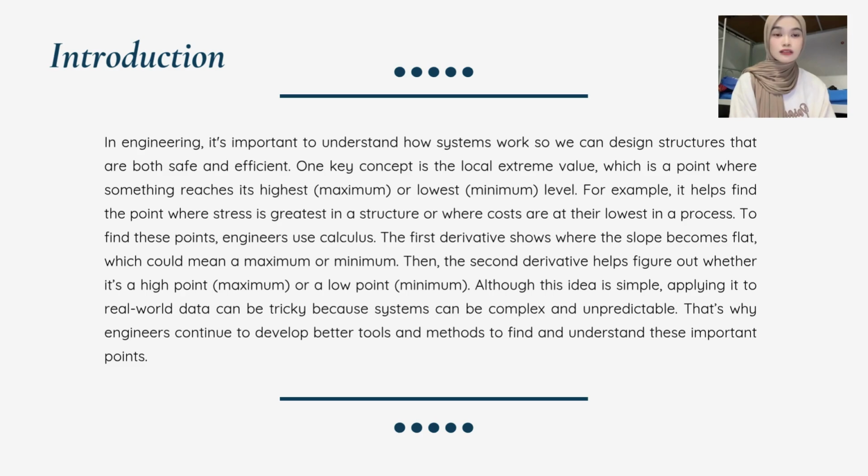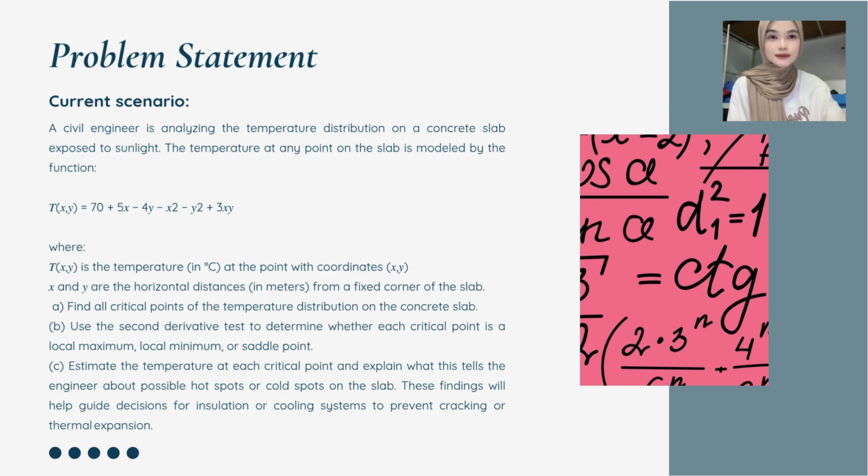So even though this sounds easy, it can be hard to use in real life. For the problem statement, a civil engineer analyzes the temperature distribution on a concrete slab exposed to sunlight. The temperature at any point on the slab is modeled by the function T(x,y) = 70 + 5x - 4y - x squared - y squared + 3xy, where T(x,y) is the temperature in degrees Celsius at the point with coordinates x, y, and x and y are the horizontal distances in meters from the fixed corner of the slab.